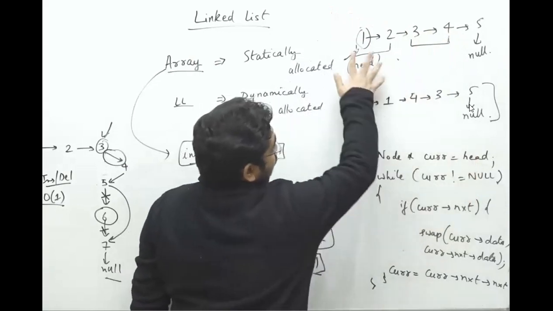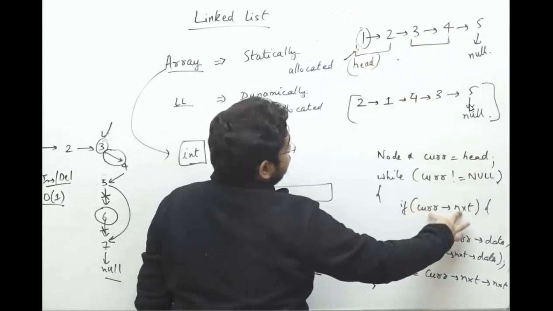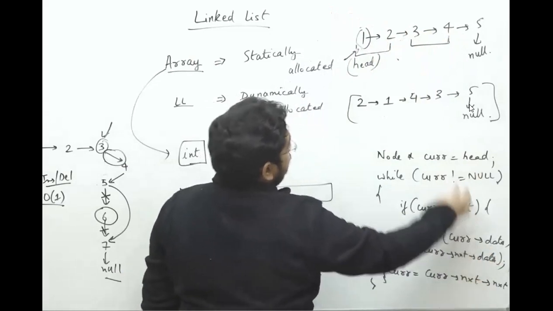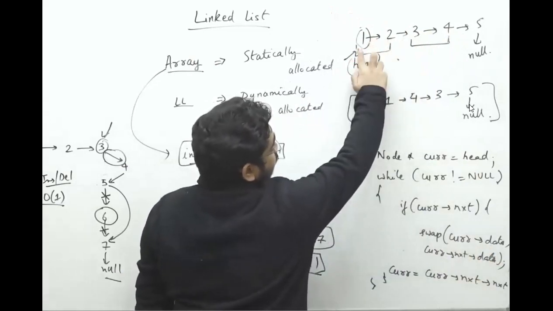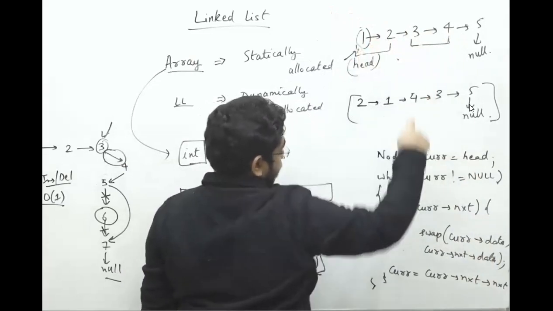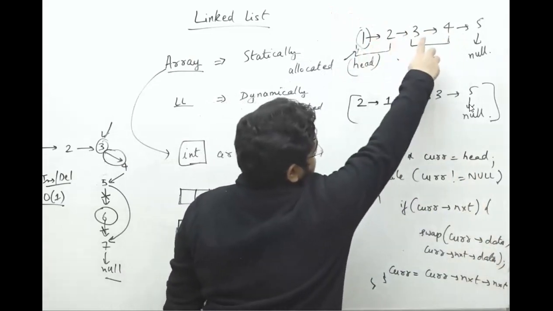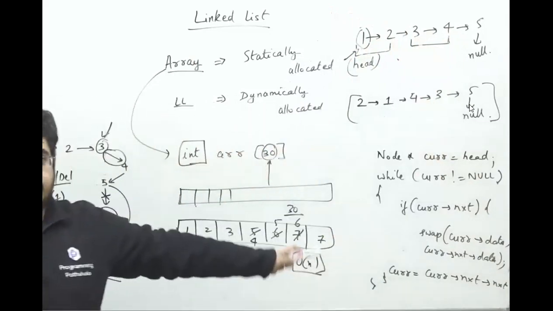So current is now head. If current's next is available, then you swap current's data and current's next data. You swap these two and then move your current 2 steps ahead. So current equals current's next, next and next. Is this loop making sense?